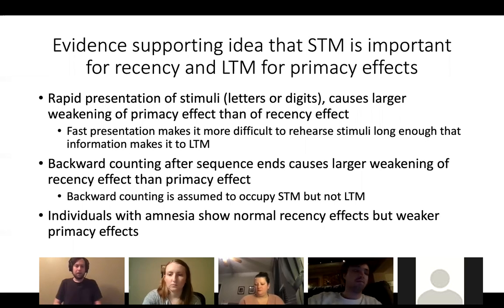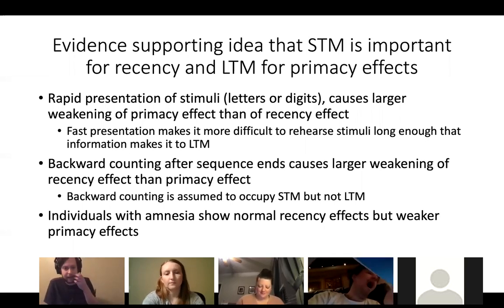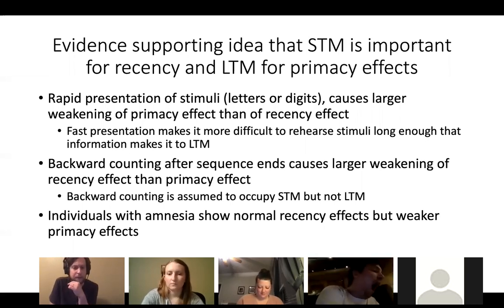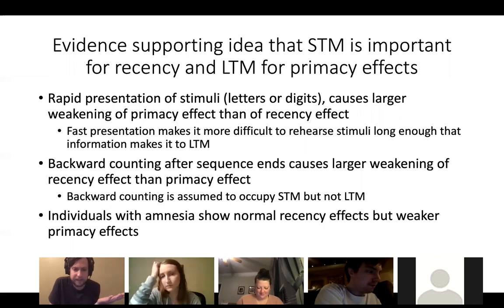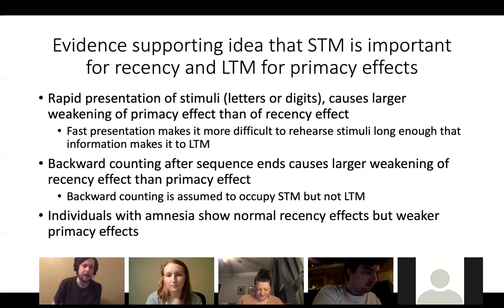So I made the claim a couple slides ago that primacy effects rely primarily on long-term memory and recency effects rely primarily on short-term memory. What is the evidence that actually supports this? What evidence supports the idea that primacy effects use long-term memory and recency effects rely primarily on short-term memory? The primary evidence is listed here on this slide.